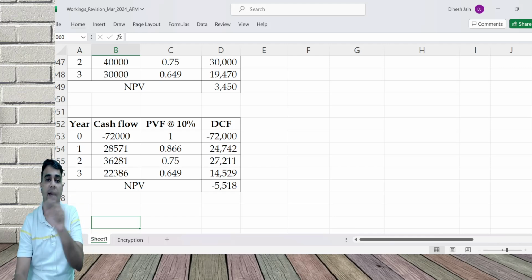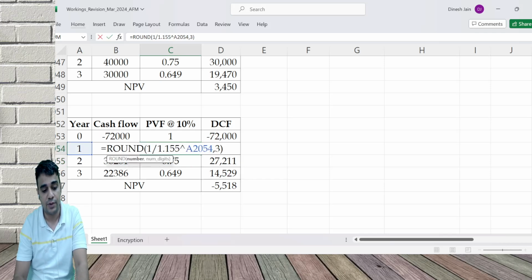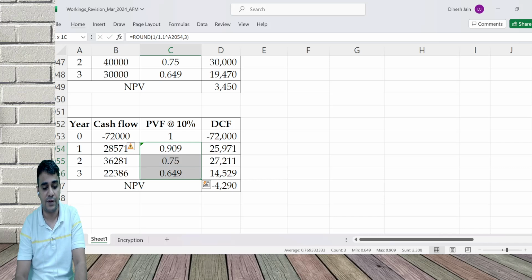Real to nominal, you can add 5%, add 5%, add 5%. When you want to do the other way around, divide by 1.05. Now I need to discount this at 10%. I'll get exactly the same answer. Up and down rounding of difference can be there.